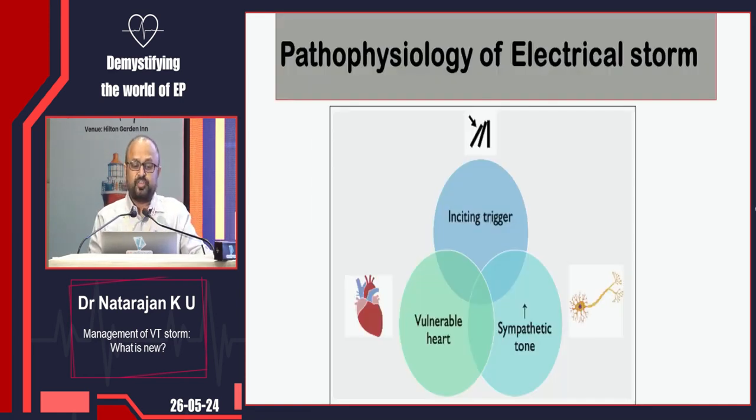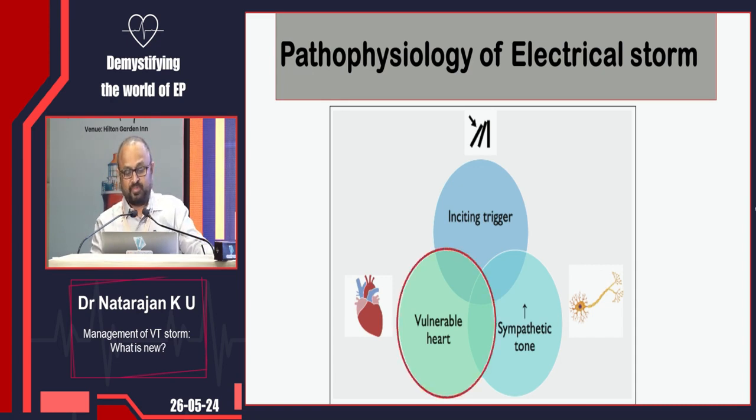If you go into the pathophysiology, it's very relevant to understand it because it has a bearing on the way we approach arrhythmic storm. There is a vulnerable heart, either a structural heart disease, it may be an old myocardial infarction or arrhythmogenic cardiomyopathy or dilated cardiomyopathy, or it can be a structurally normal heart but electrically abnormal like Brugada syndrome, which Professor Ajit Kumar sir pointed out in the previous session.